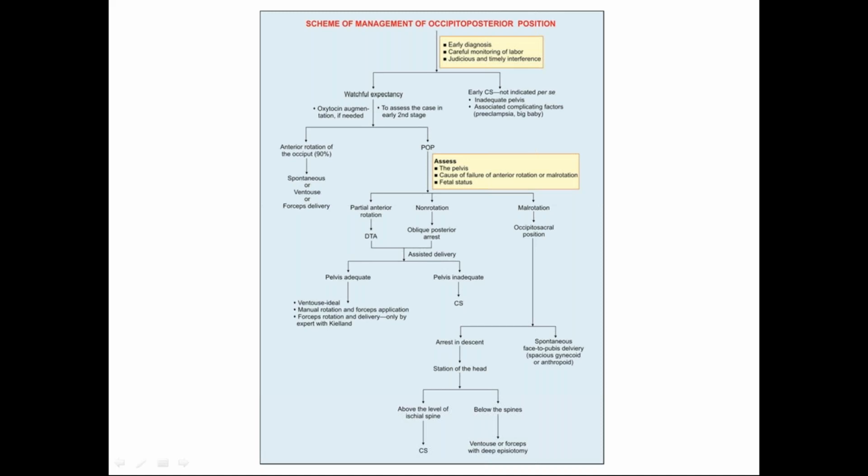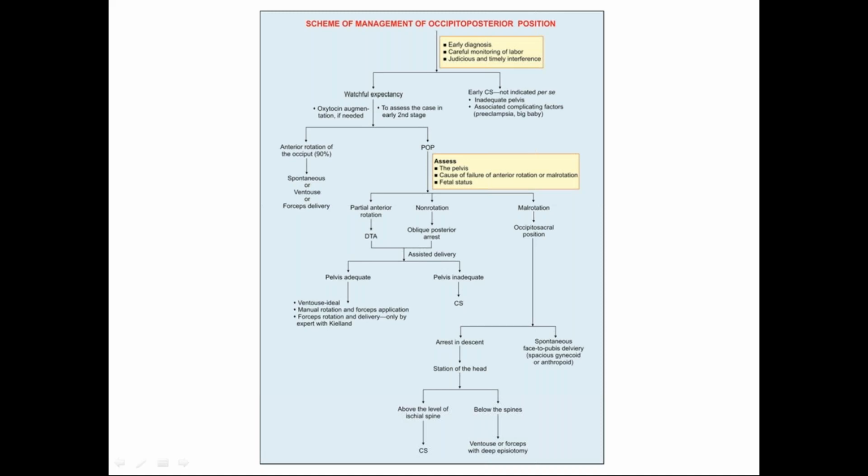In earlier days, cesarean section was not indicated, unless there was an associated complication like a big baby, preeclampsia, or contracted pelvis. Watchful expectancy is the approach. If there is no problem and the pelvis is adequate, only uterine contraction or augmentation can be carried out. An anterior position will rotate in 80-90% of patients; sometimes it may be spontaneous, or with ventouse or forceps.